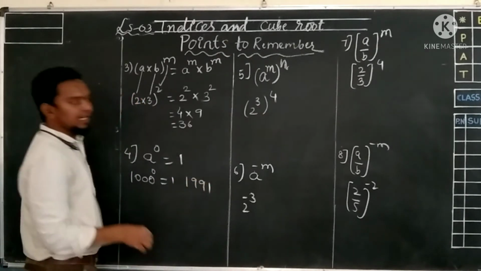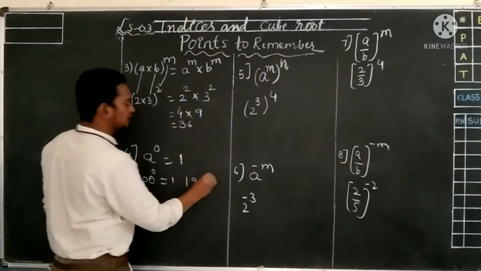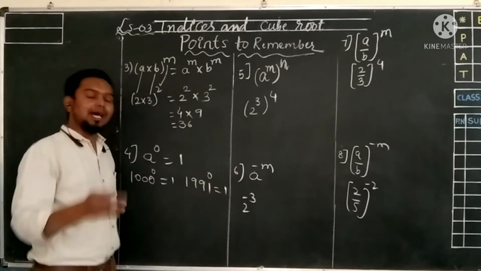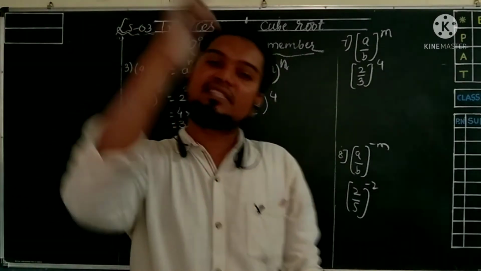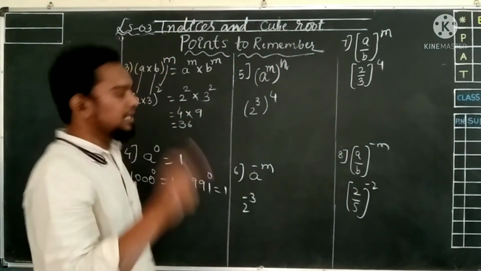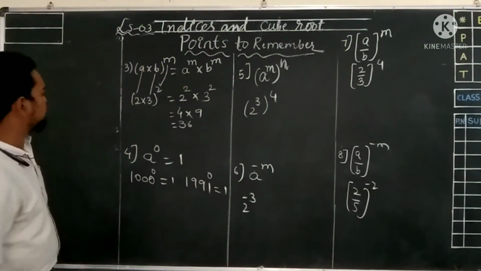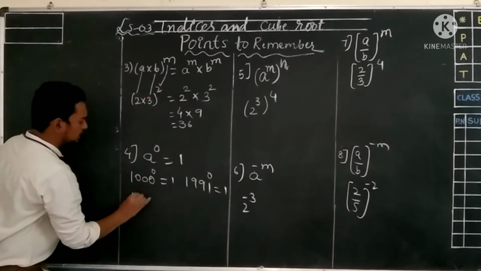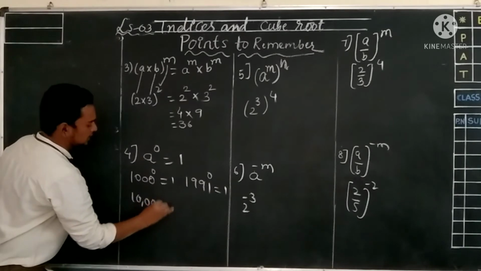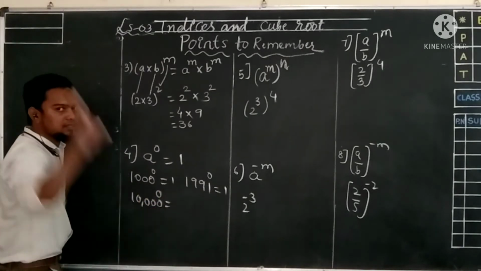1991, their power 0 means their value is 1. Any alphabet or any number, their power 0 means their value is 1. Next, 10,000. Their power is 0 means their value is 1.